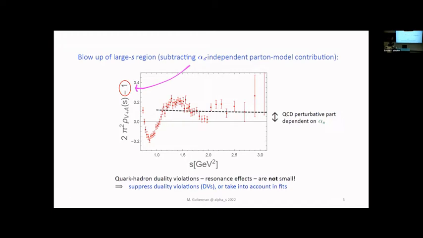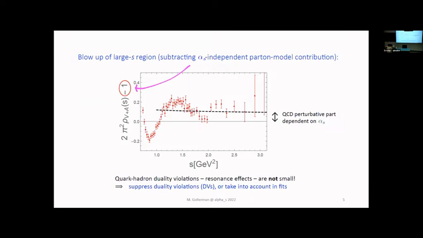And the data show this oscillation around it that has an amplitude that is comparable in size to the whole dynamical perturbative effect. So duality violations in this quantity are not small. Now, whether you decide that at m tau squared you can ignore them or not, I leave up to your decision, right? The data don't give any information on this.